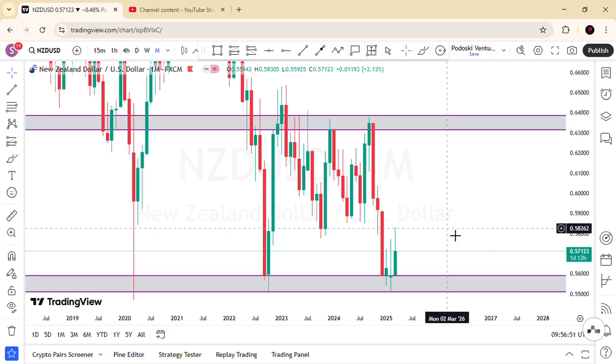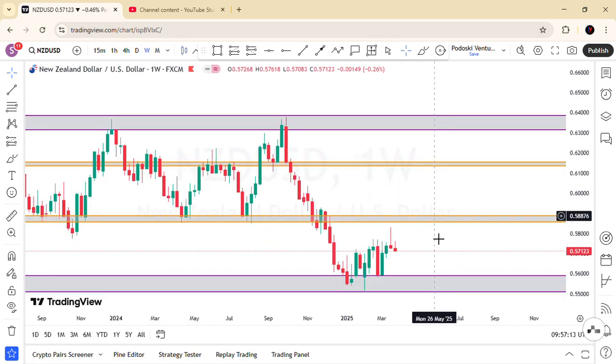Since NZDUSD is bullish, when we go to the lower time frames we are just going to look for buying opportunities. You're not going to look for selling opportunities. Even if you see selling opportunities, you are just going to look for buying opportunities. So let's go to the weekly time frame before we go to the daily and the 4 hour and see how we're going to do it.